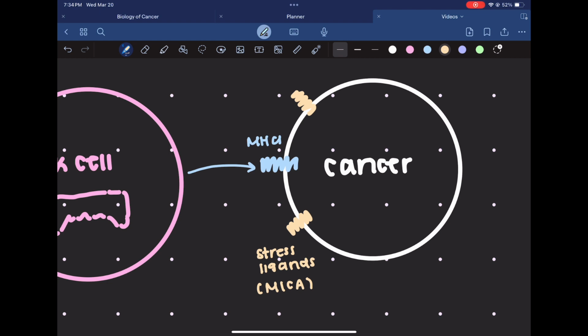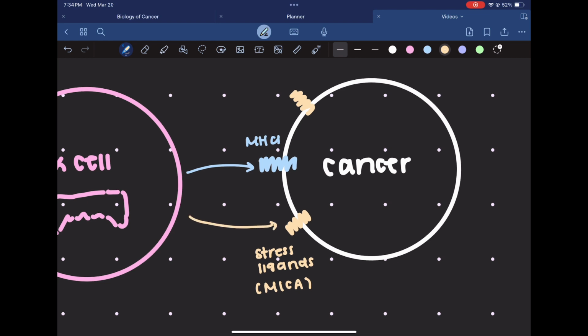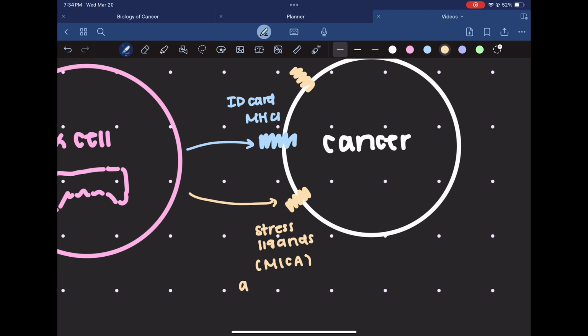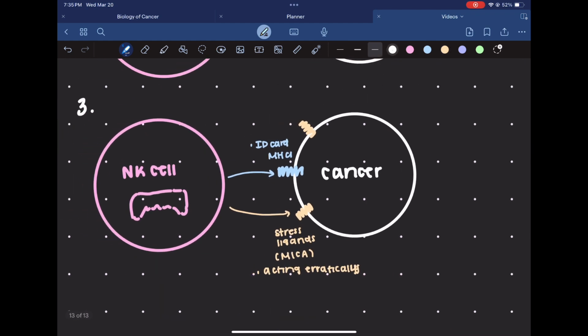So when our NK cell sees this stress ligand, it's almost like this is an individual who has their ID card, but maybe they're acting really erratically. We can tell that they're part of the body, but we can also tell that something's wrong with this cell. So in this case, we're going to attack this cell, even though we have an MHC1.